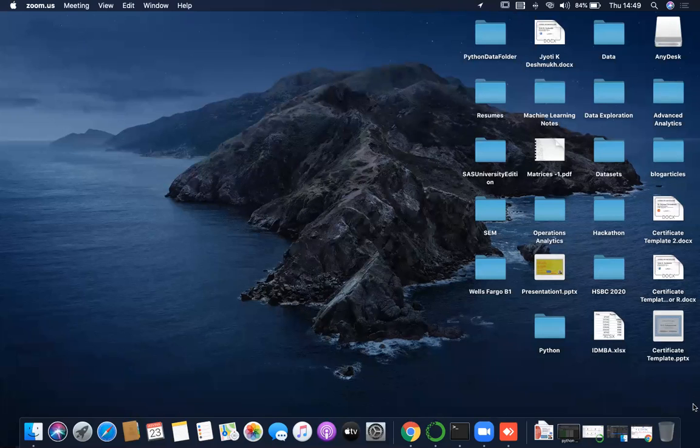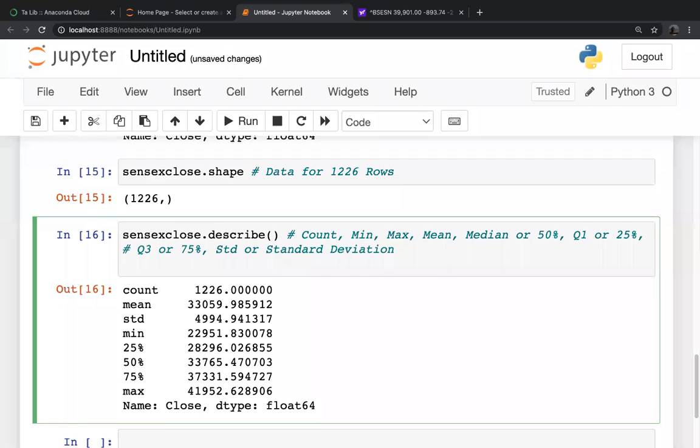Yeah. So these are the output of the describe function. The describe function is giving you the number of observations. The mean average of Sensex is 33,059. It's also giving you the standard deviation, STD. These are the parameters you are going to get when you do Sensex. The describe function is giving you this output.